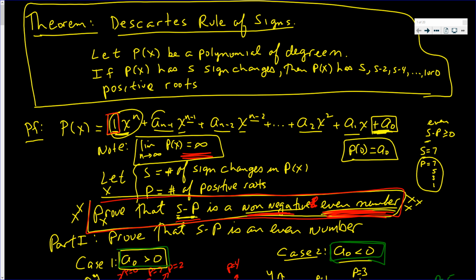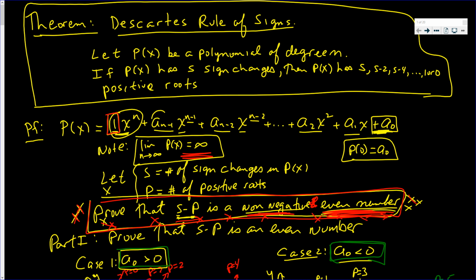If s is 7, if there are 7 sign changes, then p can be 7 or decreased by 2, because s minus p has to be even. 7 minus 7 is even. 7 minus 5 is even. 7 minus 3 is even. 7 minus 1 is even. That completes the proof. I even justified why, showing that this was sufficient.